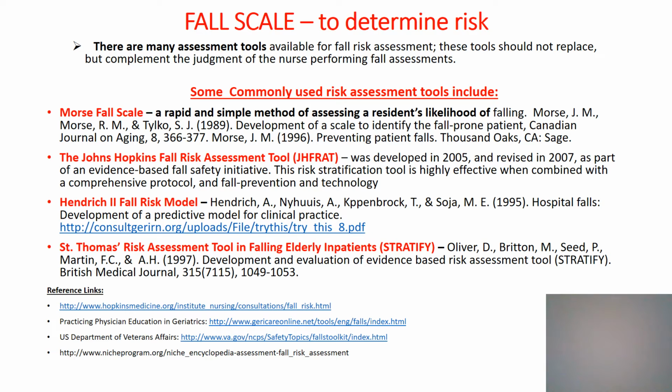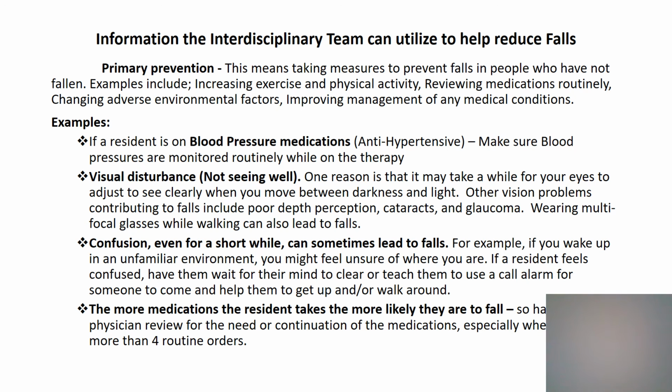Some of the fall scales for determining risks. Now, there are a lot of assessment tools out there that are available for fall assessment. Some of the commonly used risk assessment tools include the Morse Fall Scale, the Johns Hopkins Fall Risk Assessment Tool, Hendrich II Fall Risk Model, and St. Thomas Risk Assessment Tool in Falling Elderly Inpatients. So these are some of the things that you can do. It kind of tells you what to do and where to look. Also below, we do have a lot of references that you can look up on the website.